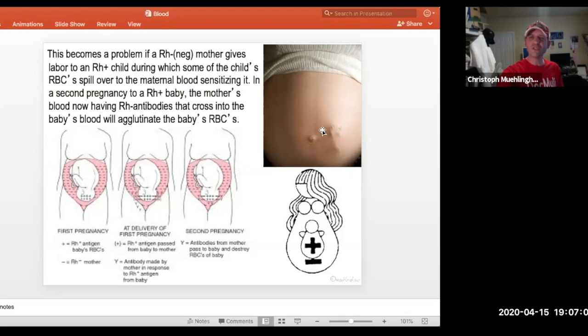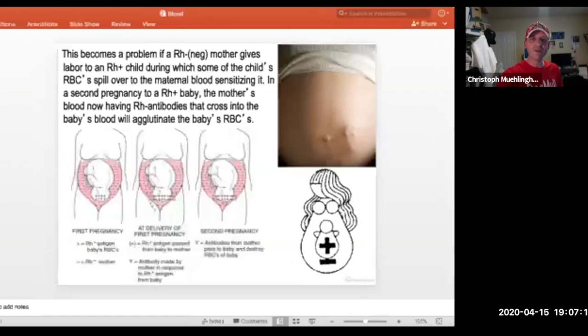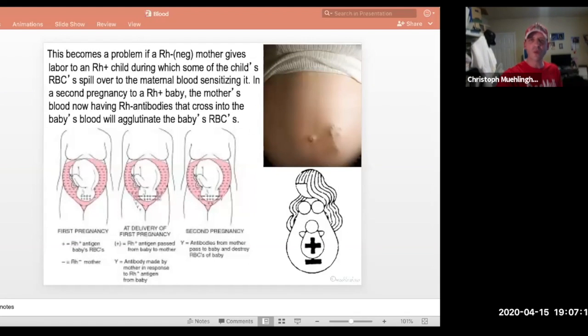Do you see the footsie here? Isn't that cute? I thought that was really cute. All right, so with that, we're going to go to the next topic, unless you have another question.